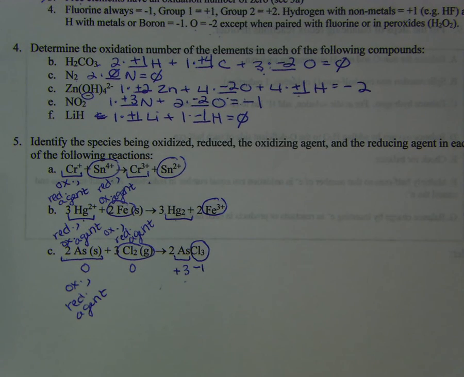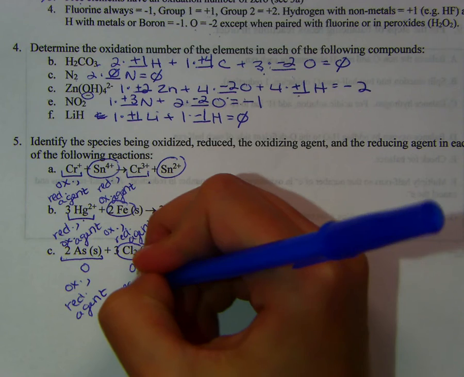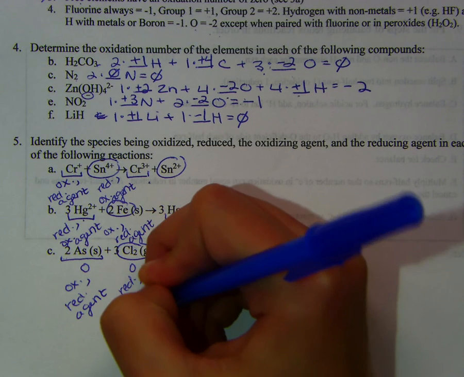Next, I have chlorine. Chlorine, of course, is neutral, and I have something neutral. Now it's becoming minus 1. So it's obviously becoming more negative. We can see the negative sign. It's becoming more negative. It must have gained electrons. If it gained electrons, it's being reduced. And if it's being reduced, that means it's the oxidizing agent.